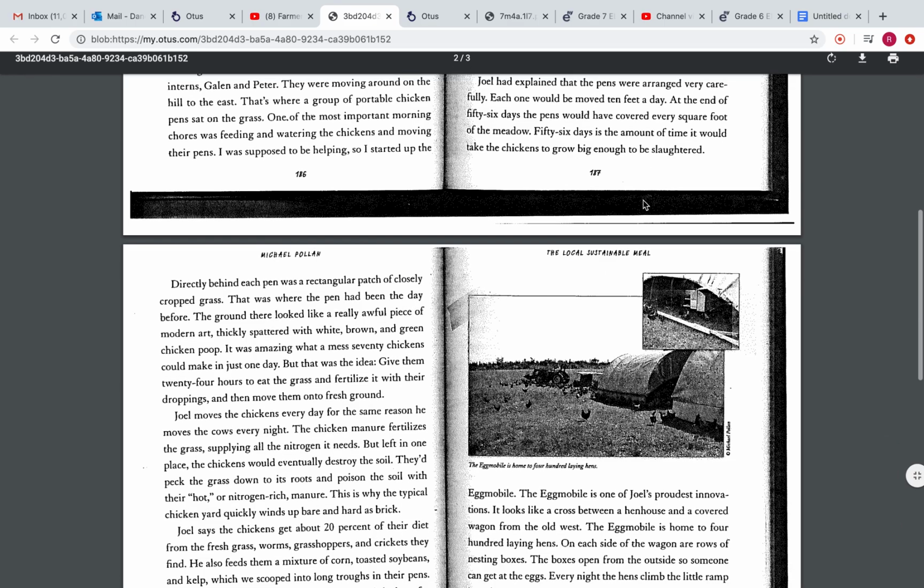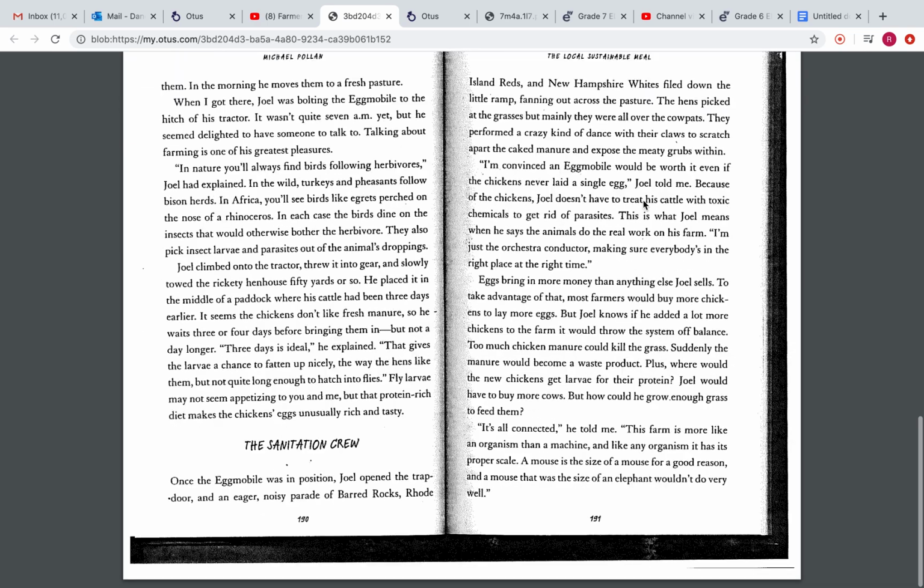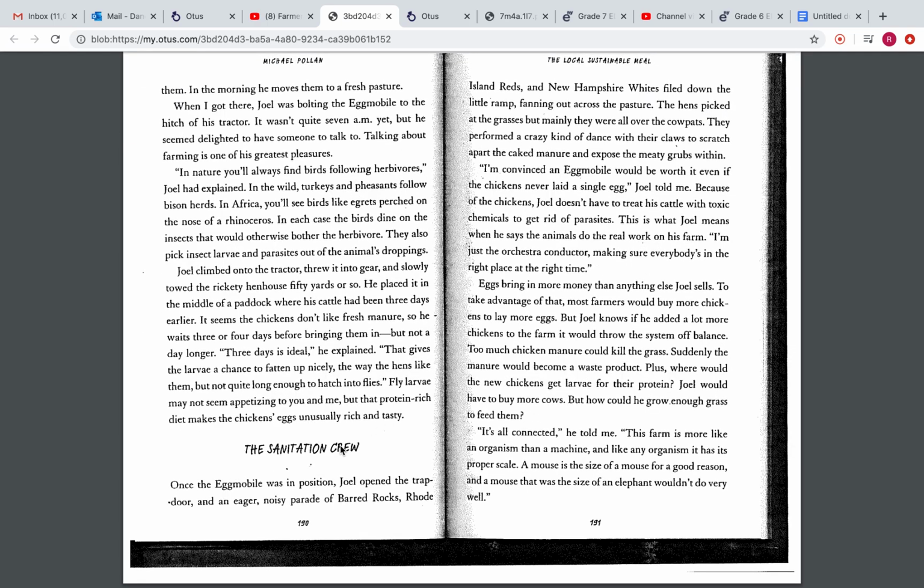All right. So now I'm going to read this section and we're going to think of what the author's perspective of local sustainable farming is over here. And we're going to look at specific phrases and words that the author uses to help us determine how the author feels about local sustainable farming.